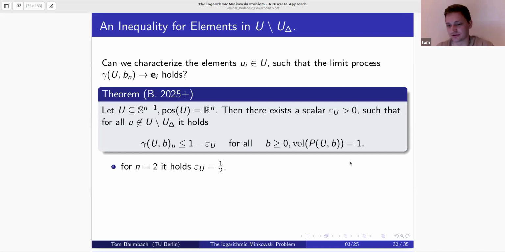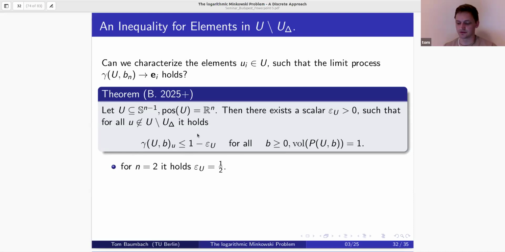If we now consider outer unit normals U, then there exists a scalar epsilon subscript U, which is strictly greater than 0, but it still depends on the set U. Hopefully in the near future I can prove that it's independent of the set, such that for all U which are not contained in U delta, I'm sorry, there are 2 negations, but there should be only one, it holds that the cone volume vector with respect to the entry U is always less than or equal to 1 minus epsilon U.